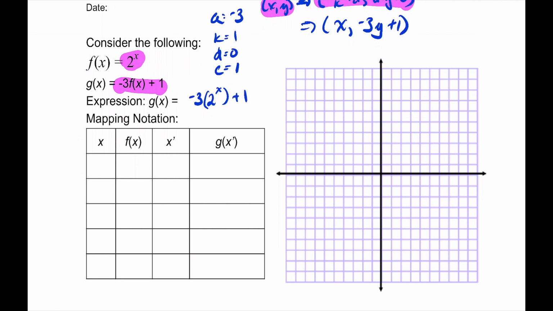So we just did our mapping notation. Let me just copy that down over there. So x comma y maps to x comma -3y plus 1.